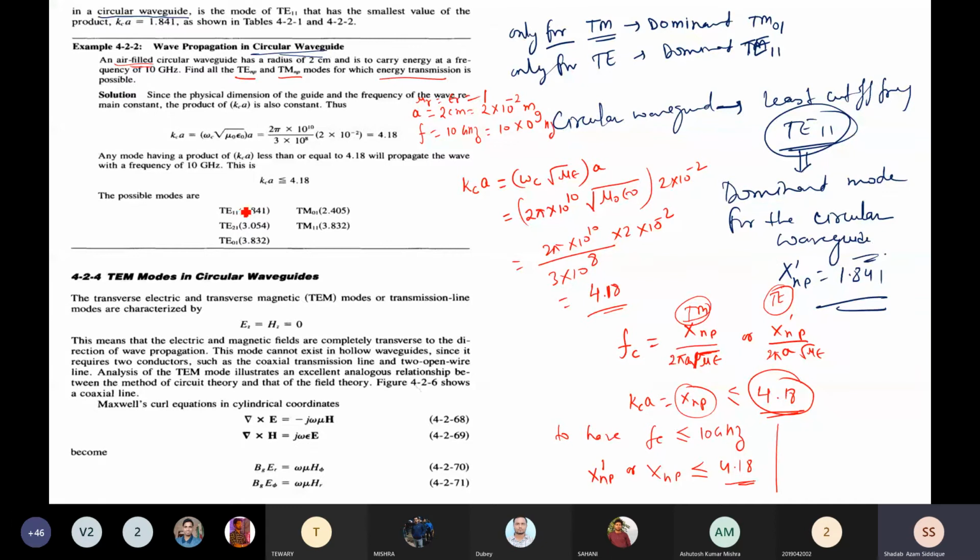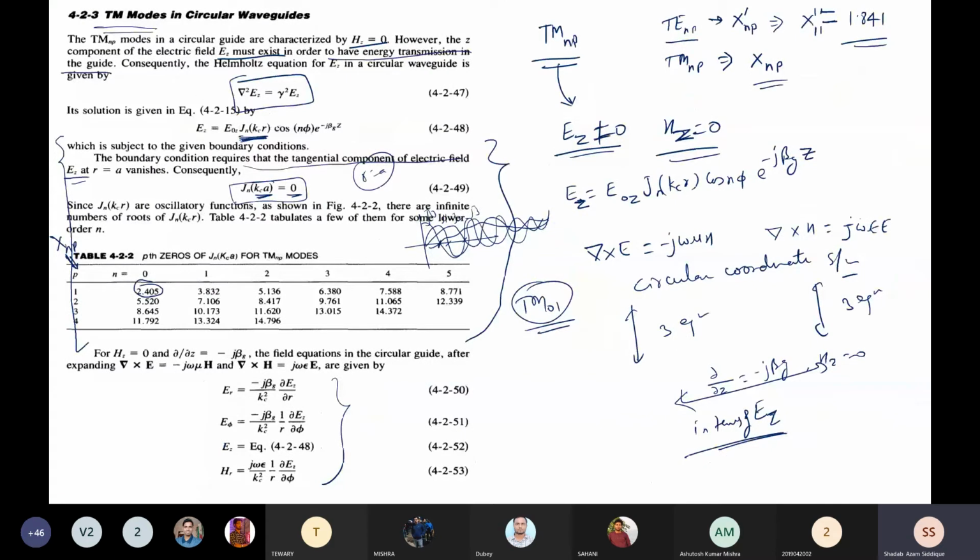you will be able to see that TE11 will be 1.841, TM01 2.405, TE21 3.054, TM11 3.832, and 3.832. You can see 4.18 now. I'll check. We have this table. See this, below 4.18, only these two modes are existing. All other modes are greater than 4.18.